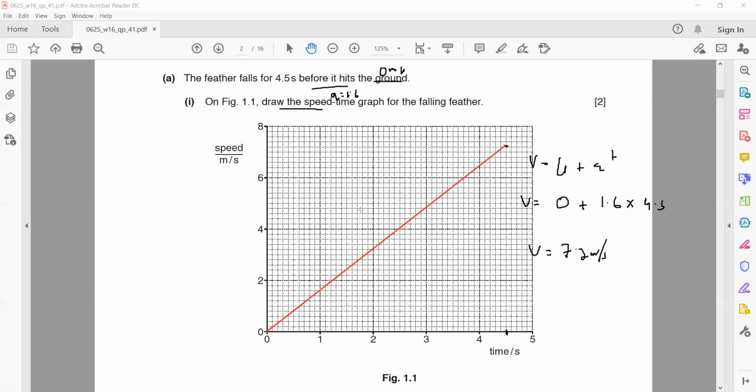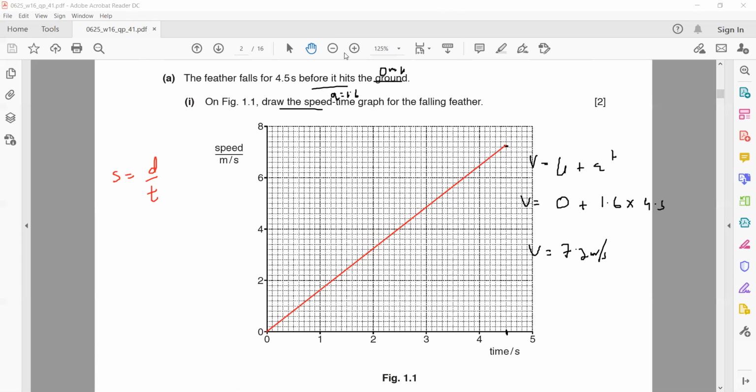How to calculate the distance traveled? If you use this formula, speed is distance over time, you will get the wrong answer. Why? Because this formula is only valid when speed is constant. But in this question, the speed is continuously changing as the object is accelerating. So you cannot use this formula.